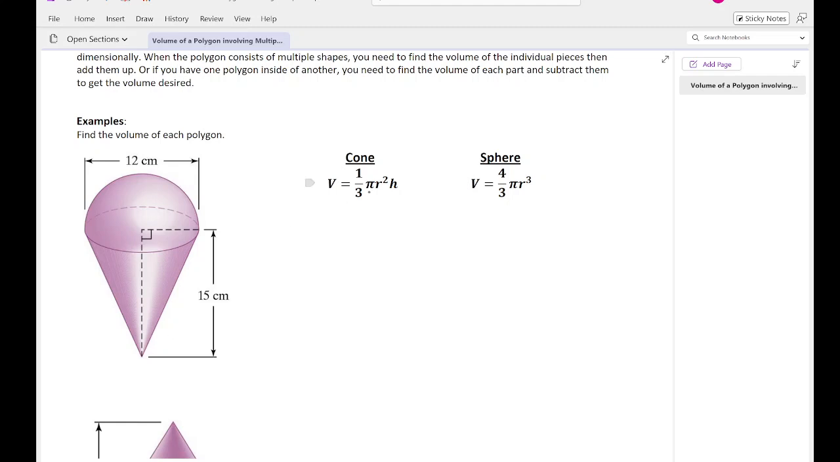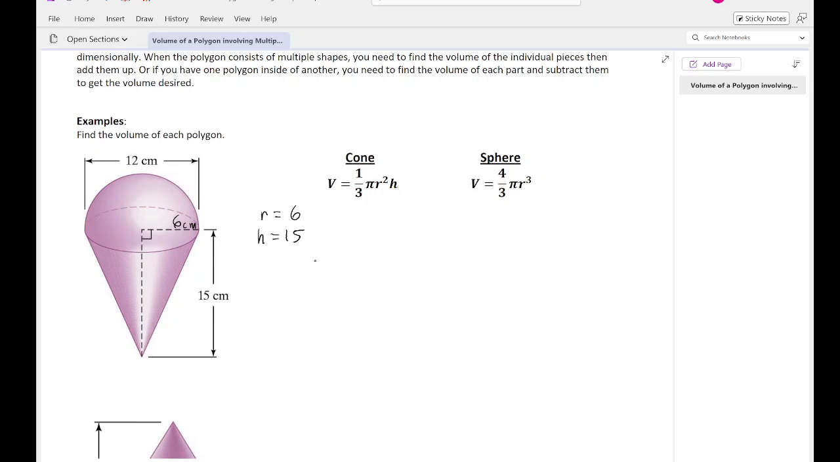So the cone is 1/3 pi r squared h. So I need to know what r is, the radius, and I can see from here to here is 12, which means that the radius must be 6, because it will be half the diameter. So I know that r equals 6, and the height of the cone, right here, even though it's turned upside down, but it's okay, is 15.